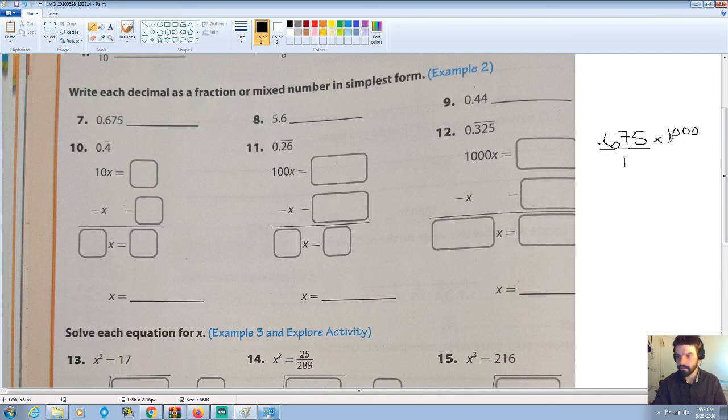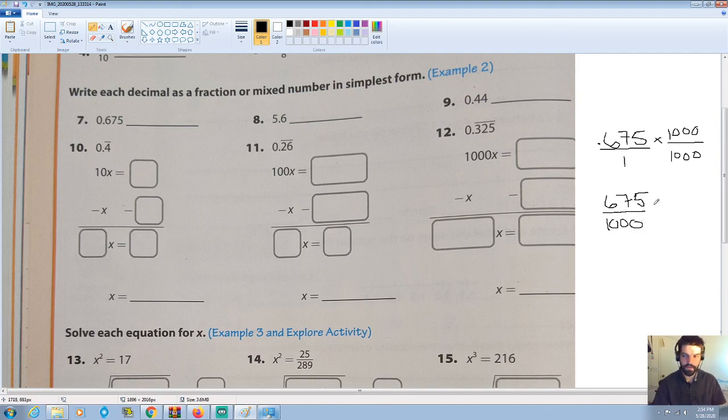Now I'm here, when we do this, we're using that multiplicative identity of 1. So 1,000 divided by 1,000 is 1, but I'm not changing the value of 0.675 over 1. I'm representing it in a way that is a rational number of 2 integers. So 0.675 times 1,000 is 675. And 1 times 1,000 is 1,000. Now the tricky part here is to put this in simplest form.